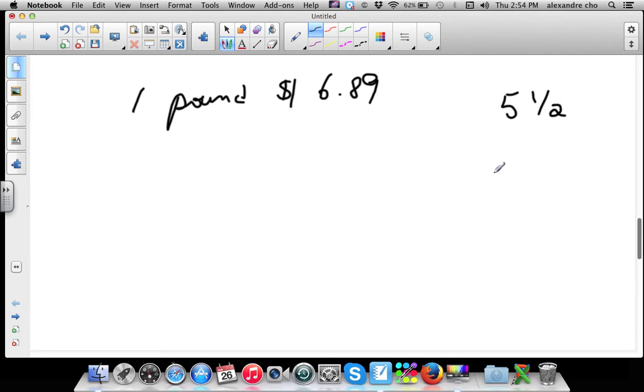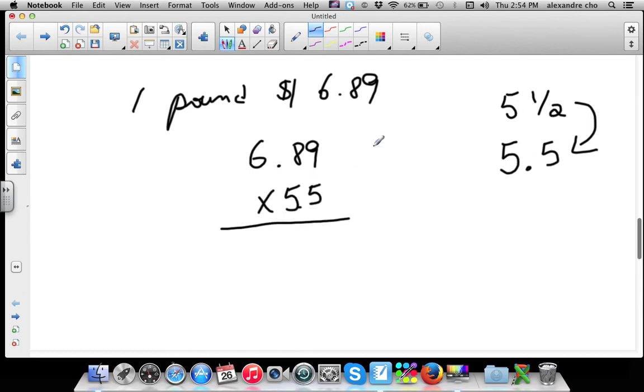Okay, so the easiest thing for you to do right here is probably to change that half into a decimal. So 5 is your whole number, half means 0.5. So that's the same thing. So rewrite that as 5.5 pounds. So if you go to a supermarket and you order 5.5 pounds of Virginia ham, you're going to take the cost of 1 pound, $6.89, and you're going to just simply multiply it by 5.5.